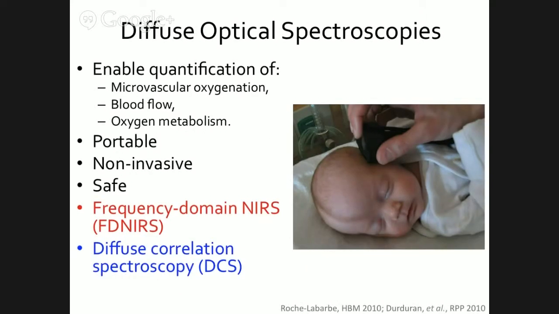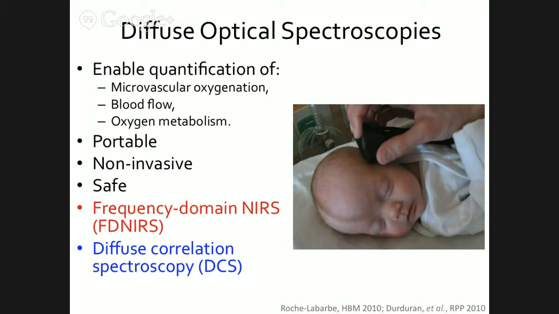Diffuse optical spectroscopies have emerged over the past 10 to 20 years as a really robust way of monitoring the brain. Like I said, we use frequency domain NIRS to look at microvascular oxygenation and blood volume, and then we use diffuse correlation spectroscopy to look at blood flow. When we combine the two, we can get an index of oxygen metabolism.